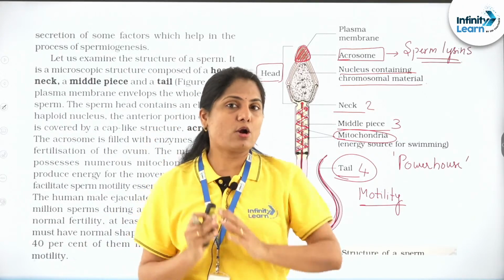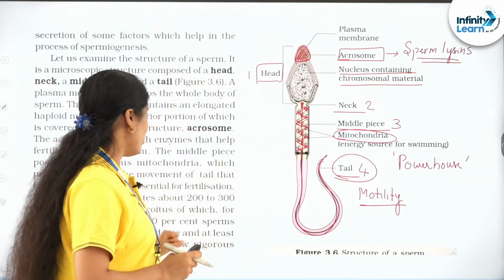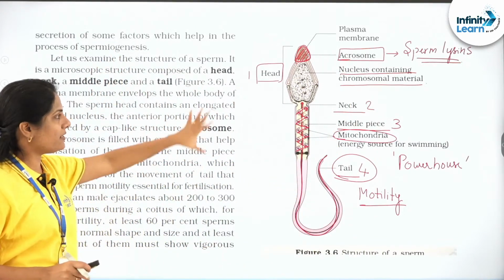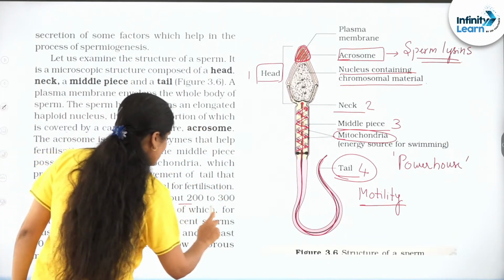The poor ovum cannot move. It's the sperm that has to go and meet the ovum, right? So here is provided all about the sperm structure. And let's look at how many are in the ejaculate.